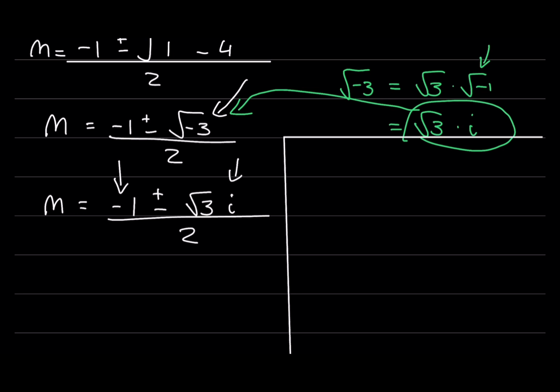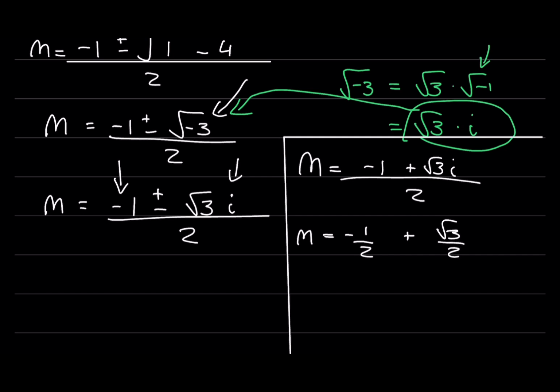To solve them, you actually just have to pick one of them. So I'm going to pick positive, so I'll say m is equal to negative 1 plus root 3i over 2. And just to make it simpler, I like to reduce the fraction. So the fraction is going to be negative 1 over 2 plus root 3 over 2 times i. And so this is our value, and this is all we had to do to actually solve this.